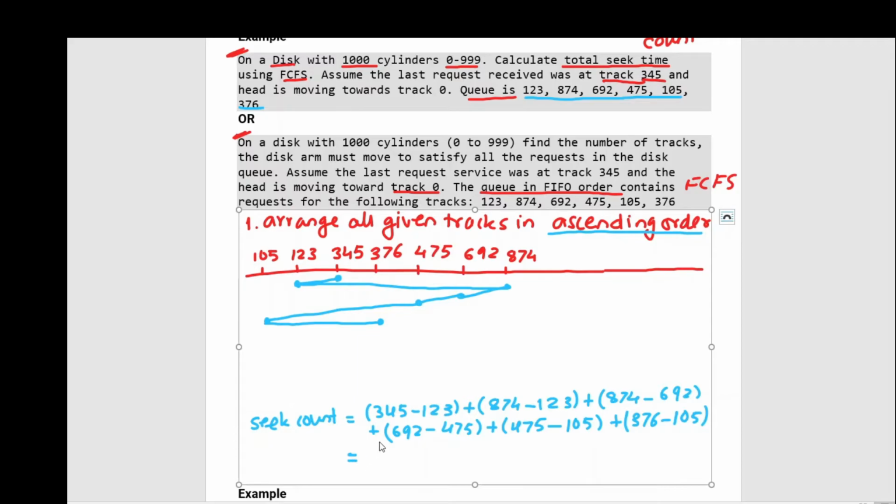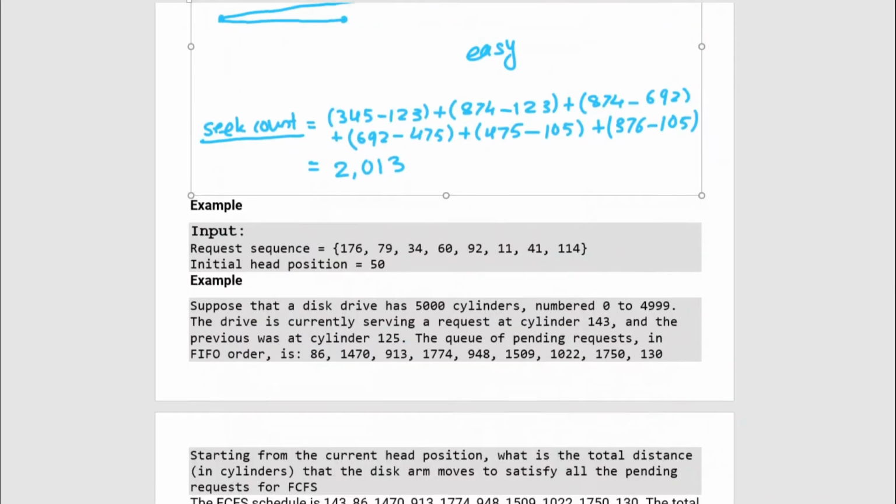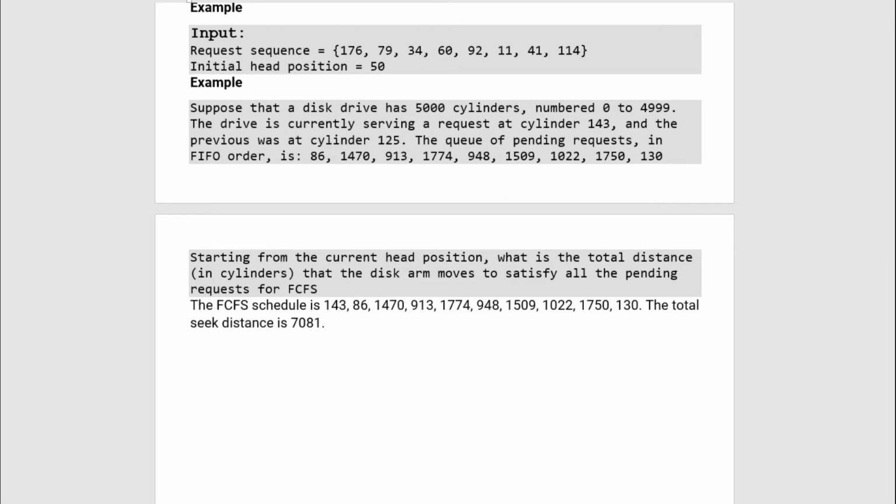Now when we do this calculation, we will have the answer. The answer comes out to be 2013. This is our seek count. This is the answer for the numerical. I guess the numerical was easy and straightforward. This kind of numerical can be asked for about 5 to 6 marks. A similar kind of numerical is given over here, and another numerical is given over here.